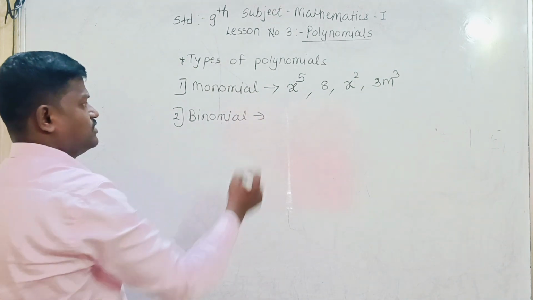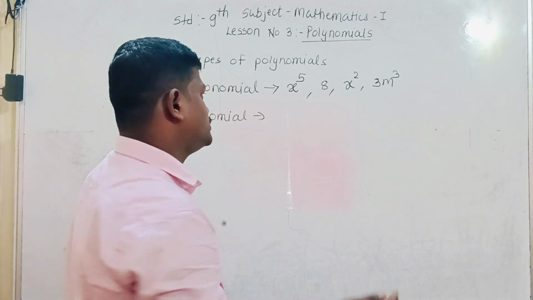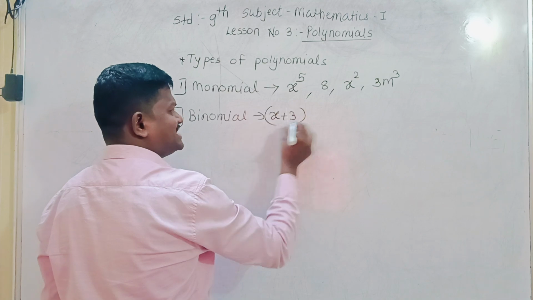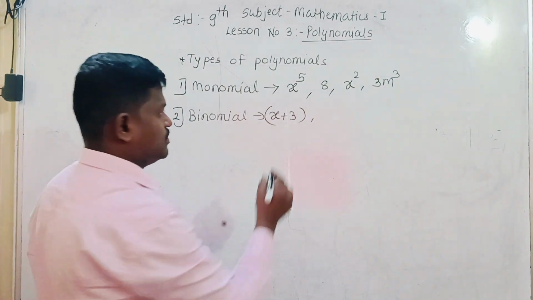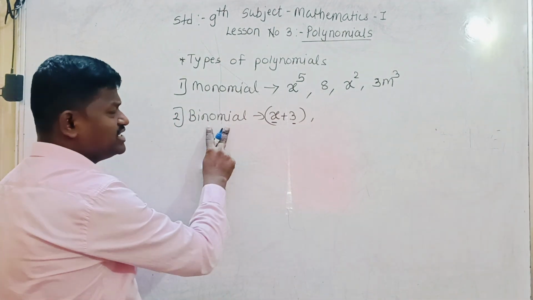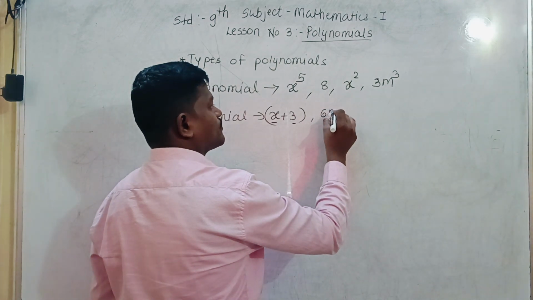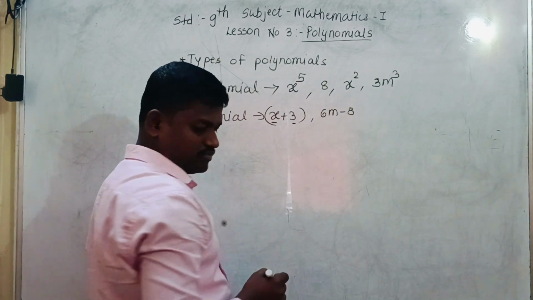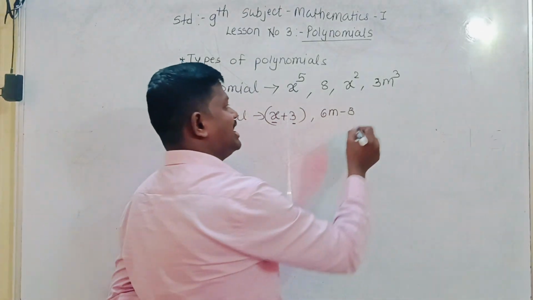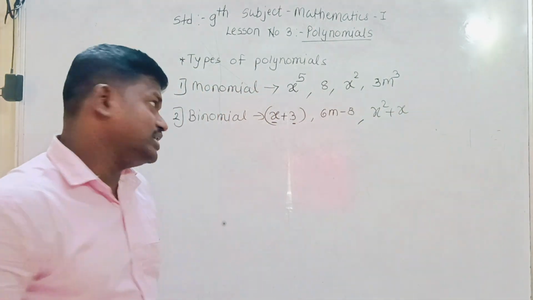Second is binomial. Binomial means 2. Bi means 2. Let's check an example. See, x plus 3. 1, 2. It has 2 terms, so it is a binomial. Like this, okay, this is also a binomial. And the next one is also a binomial.